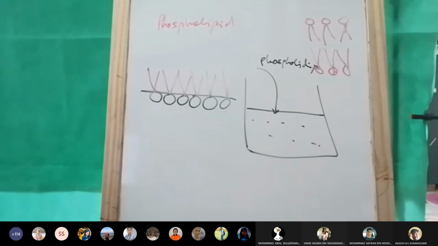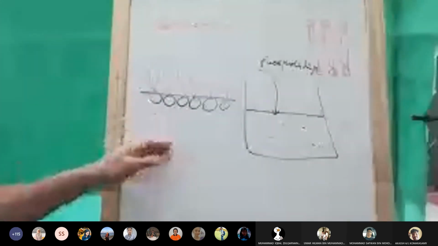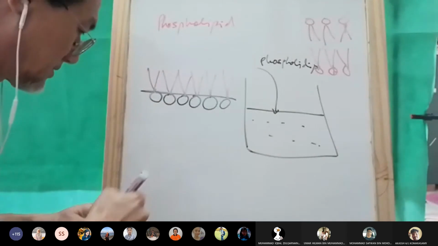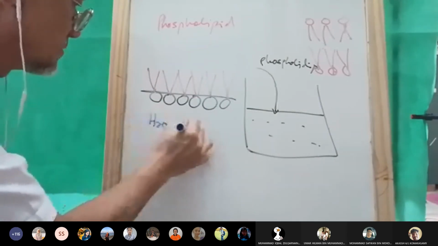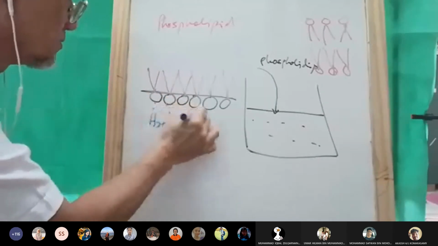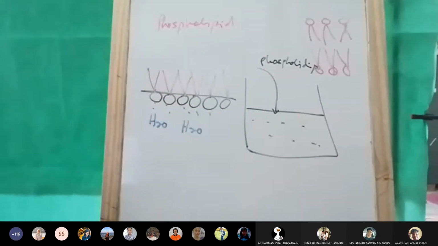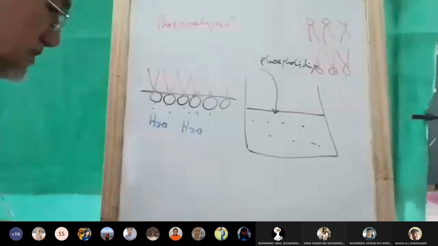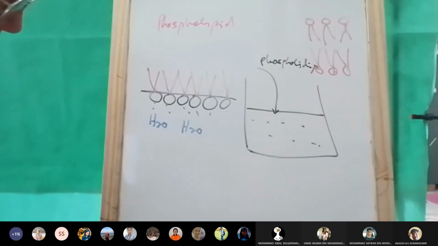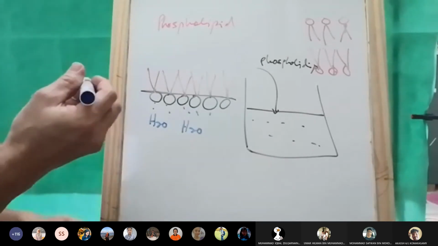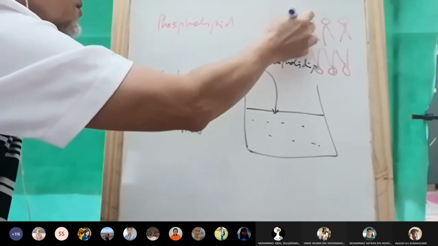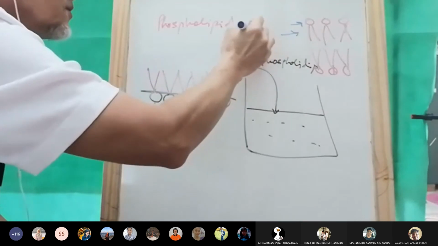And when it floats, the head that is hydrophilic is going to be attracted to water molecules. So the head will be facing the water phase, and the tail will be facing outward into the air. So this is the property of phospholipid, because it has the head that is hydrophilic and the tail that is hydrophobic.